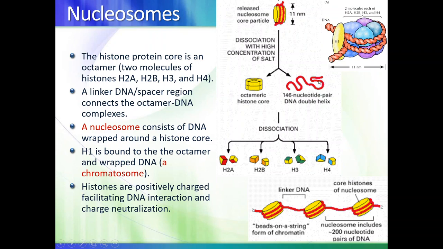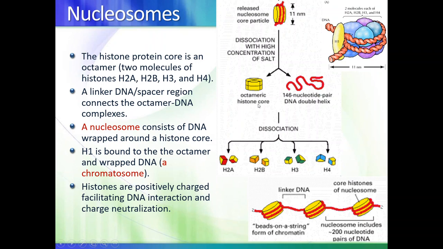Okay, now if you look at the histone molecules, this structure right here is made of 8 histone molecules, and there are 4 types, 2 of each, and these are known as H2A, H2B, H3, and H4. Okay, so you have 2 of each, and they form a structure that is an octamer.